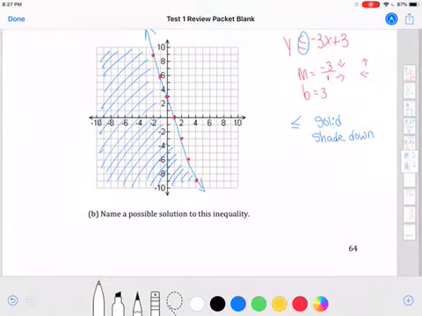Okay, so a good point and a bad point. Again, for B, a bad point would be this yellow point over here. It is not in the shading. A good point would be, let's say, this one right here. That point is -8, 0. There are infinitely many answers that you can put as a possible solution to the inequality. As long as it is in the shading, you are good to go.